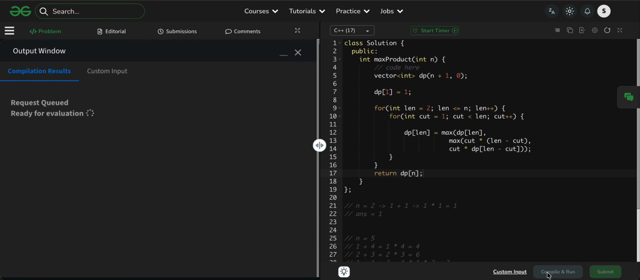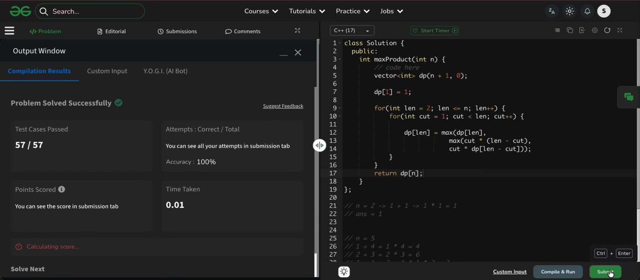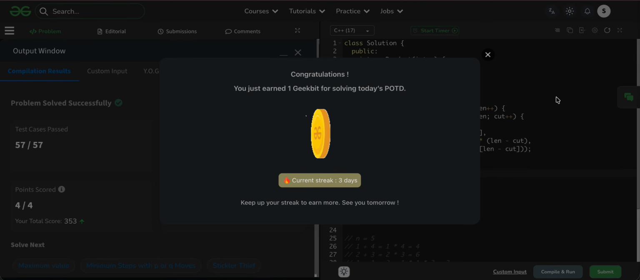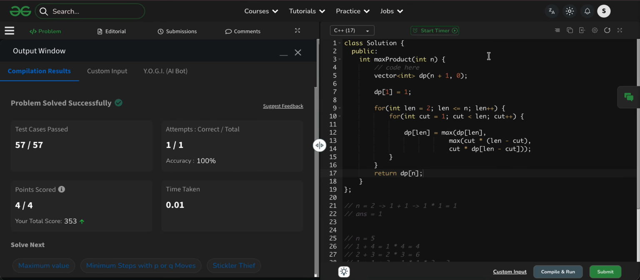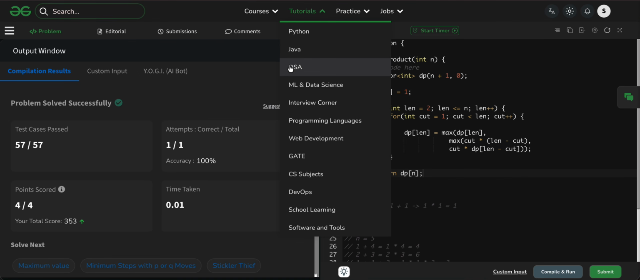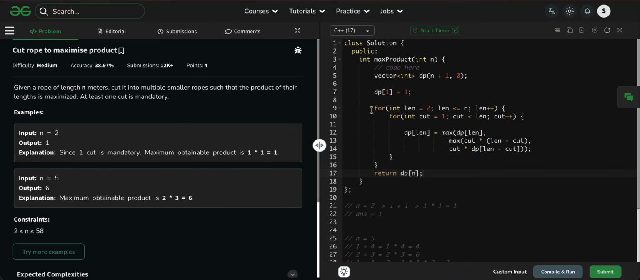Let's try to run it and then submit. Yes, it is submitted. If you analyze the time complexity, it is order of n square, because we pick one length and then go over the cuts. The space complexity is order of n. So this is optimized from the previous approach, which had exponential time, and now it takes only order of n square.